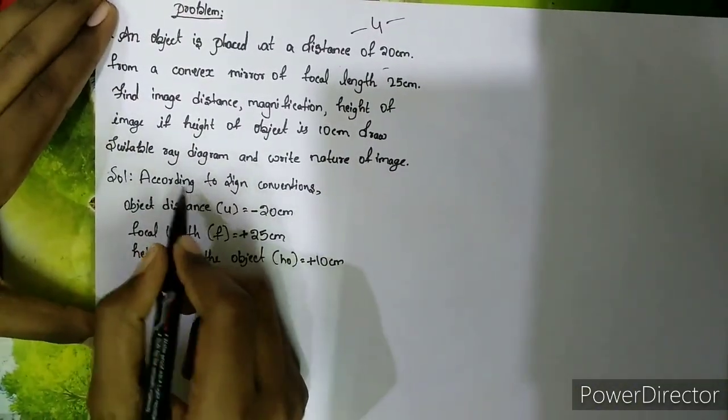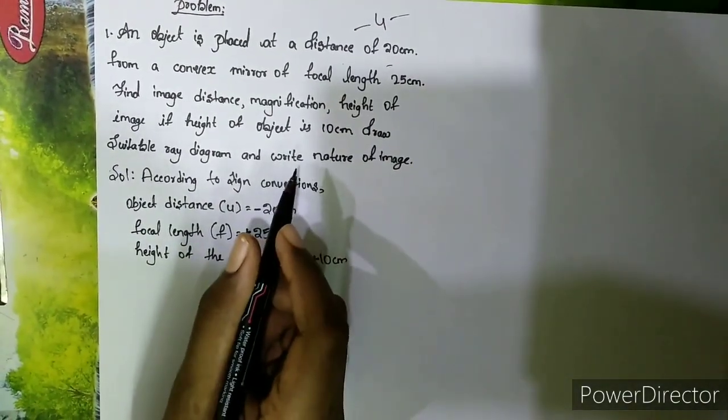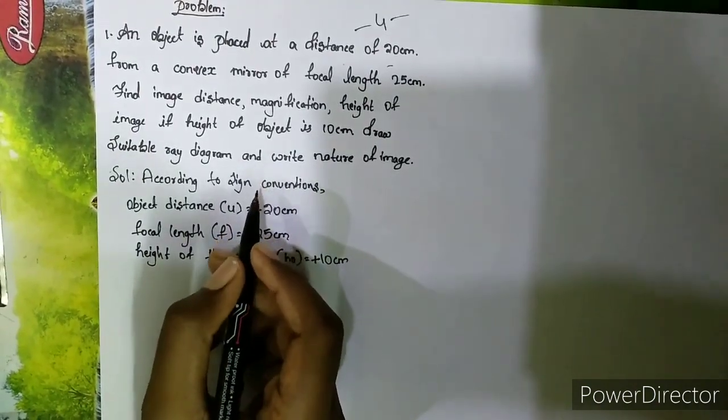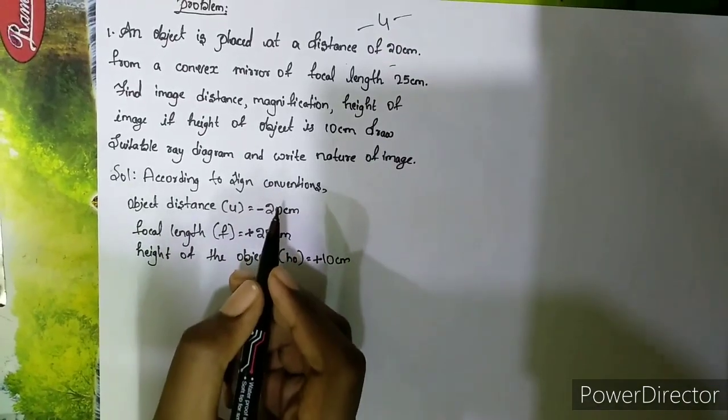Now first we have to write according to sign conventions. We don't know whether these are positive values or negative values. So first we have to check according to the sign conventions. Then we will know what are positive and what will be negative.